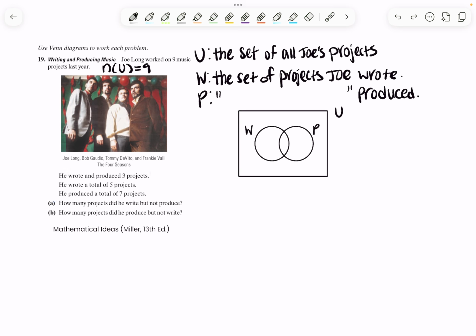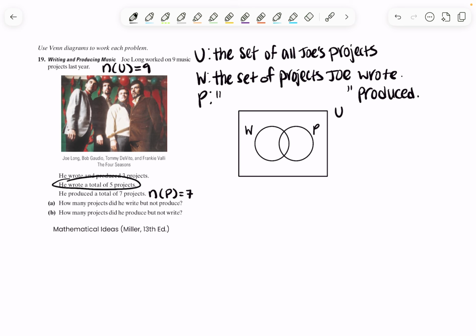So we already did this part. Let's start from the bottom here. So they're saying he produced a total of 7 projects. What this is saying is that there are 7 projects that go in the set of projects Joe produced. So the number of elements that go in set P are 7. Or you can write it as the cardinality of set P is 7. Cardinality is just the size of a set, how many elements there are in a set. Hence why these numbers right here that we're going to be putting into our Venn diagram are called cardinal numbers.